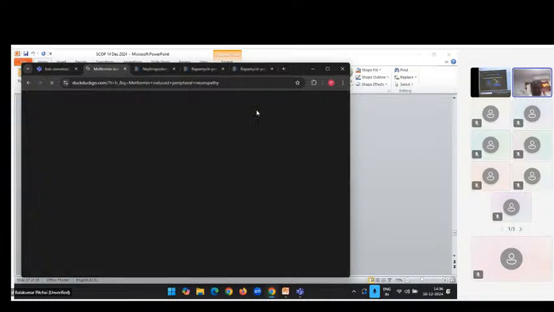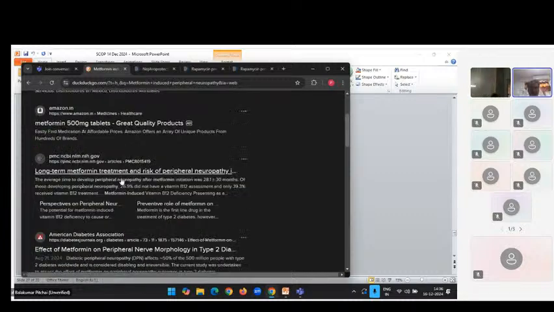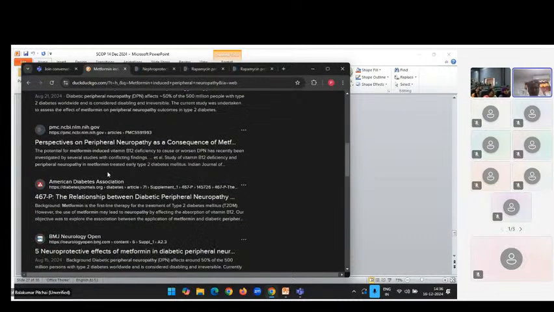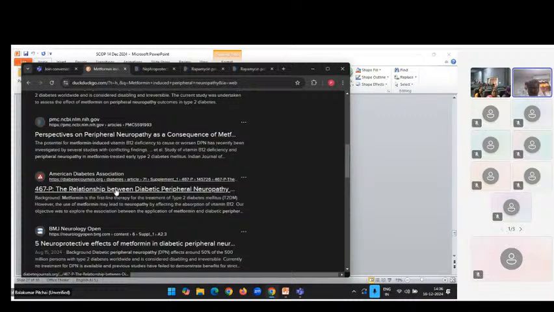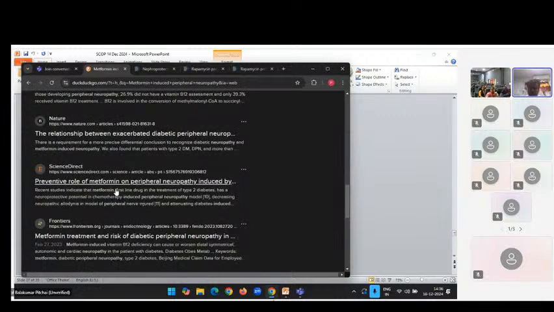Search it. Now see here: metformin induced peripheral neuropathy, long-term metformin treatment and risk of peripheral neuropathy, and comparative studies are there. It not only retrieves articles, it also retrieves information from the World Health Organization, the American Diabetes Association, the American Hypertension Society. Such high-qualified, high-profile society information you will also get through DuckDuckGo.